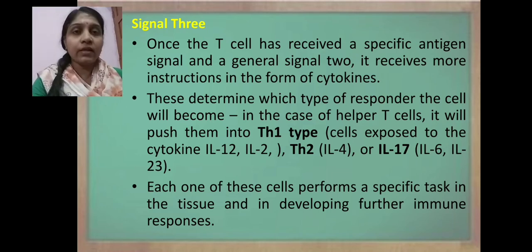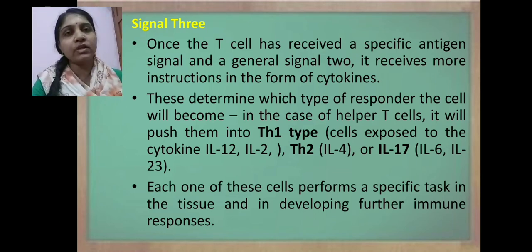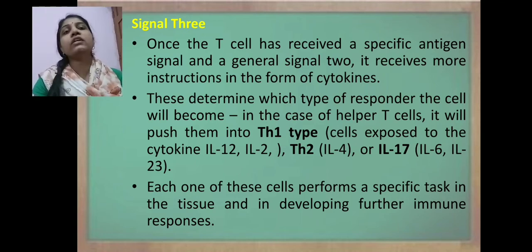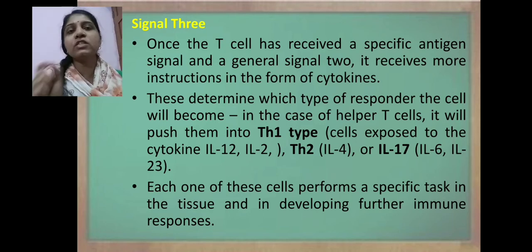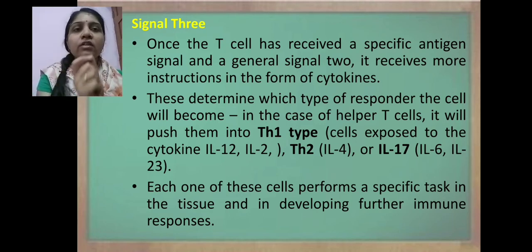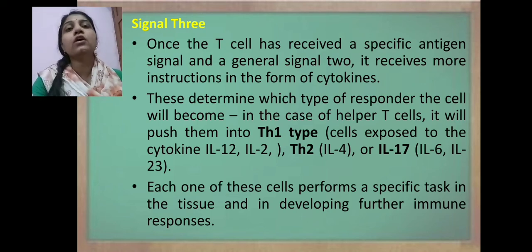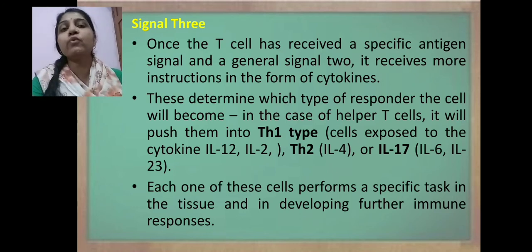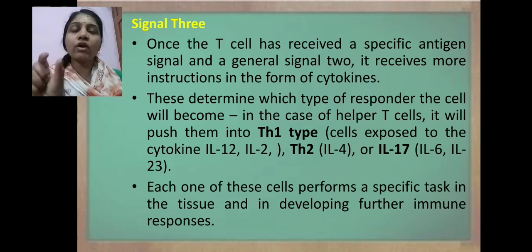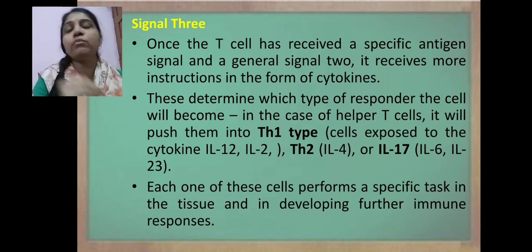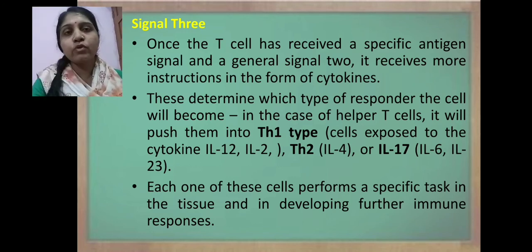Now the signal 3. There are two signals: first, the interaction between the TCR and the MHC peptide complex; second, the co-stimulatory signal. Now signal 3: when the T cell receives a specific antigen signal and a general signal 2, that is the co-stimulatory signal, it receives more instruction in the form of cytokines. Means there is the secretion of different types of cytokines which are responsible for the proliferation of these T lymphocytic cells. Now these cytokines which are secreted are responsible for determining which type of effector cell of the T lymphocytic cell it will form.